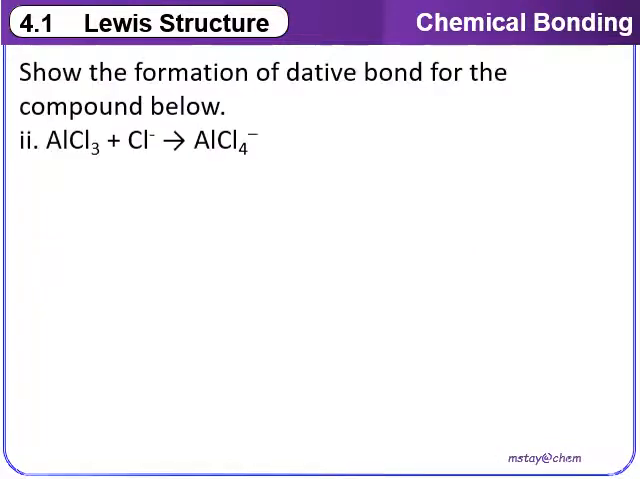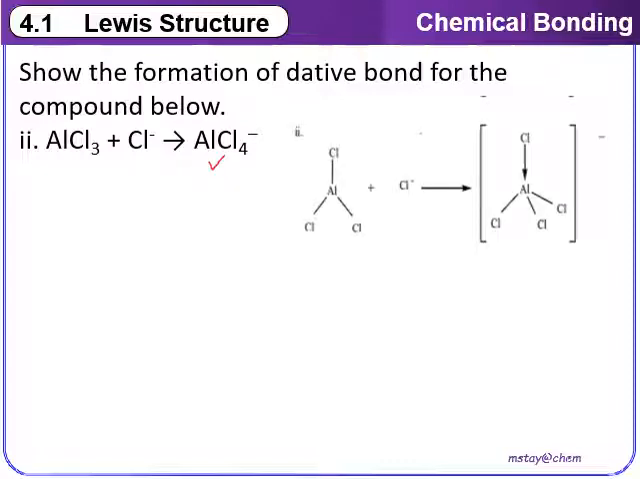Let's continue with 4b. This time we are going to show the formation of AlCl4 negative. This time when we look at here, aluminium, AlCl3, this is the structure for AlCl3, and then we notice that the aluminium only has 6 electrons. Normally we are supposed to have 8 electrons.